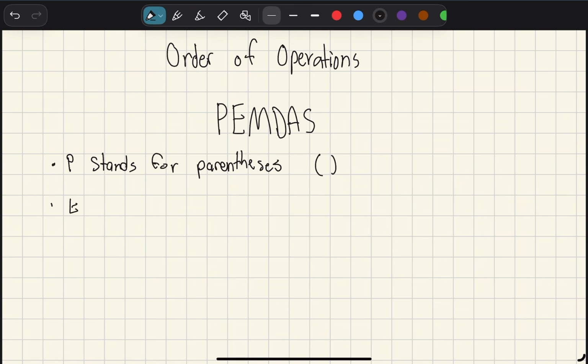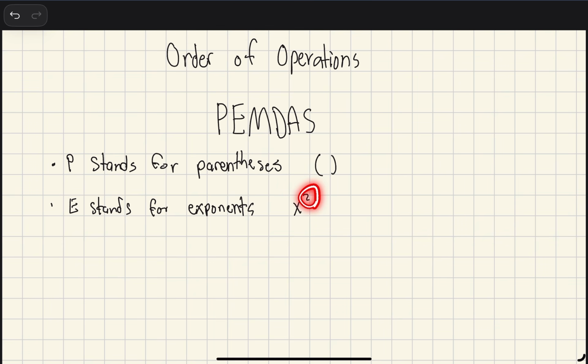The next letter is E. E stands for exponents. So anything with the power of 2, power of 3, whatever power. So x to the power of n. Let me also write that down: x to the power of n.